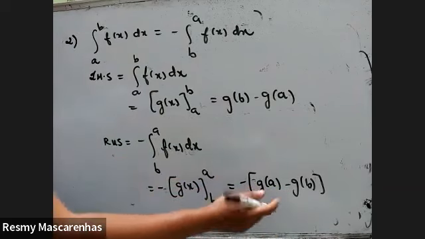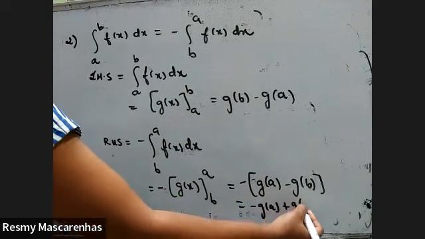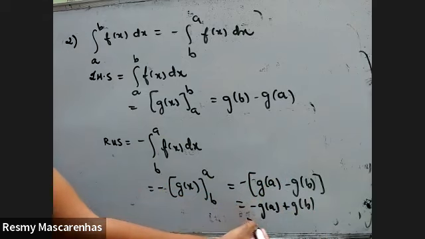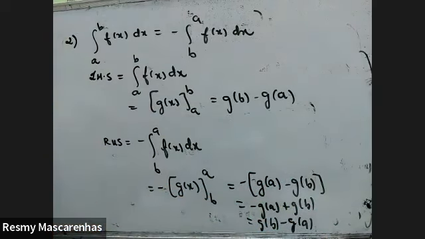Now open up the bracket. So this will be minus g of a, minus into minus is plus. So just write b first and then a later. So you got left hand side equals to right hand side.